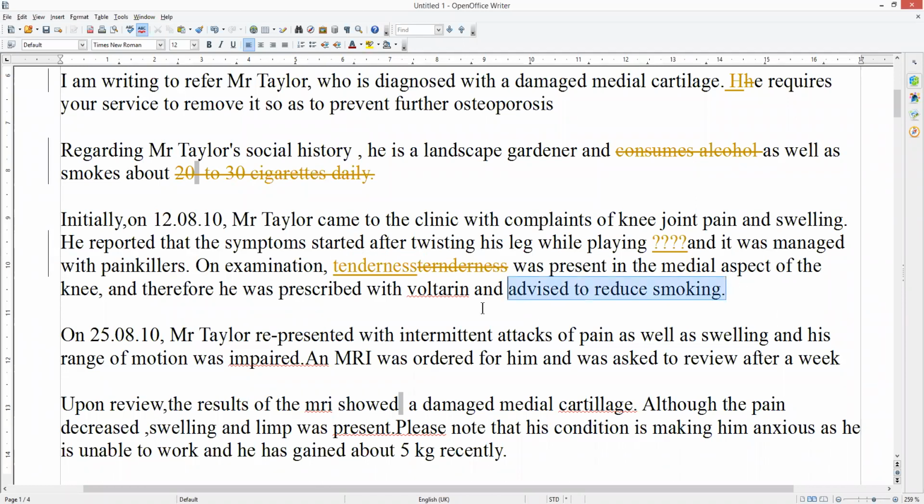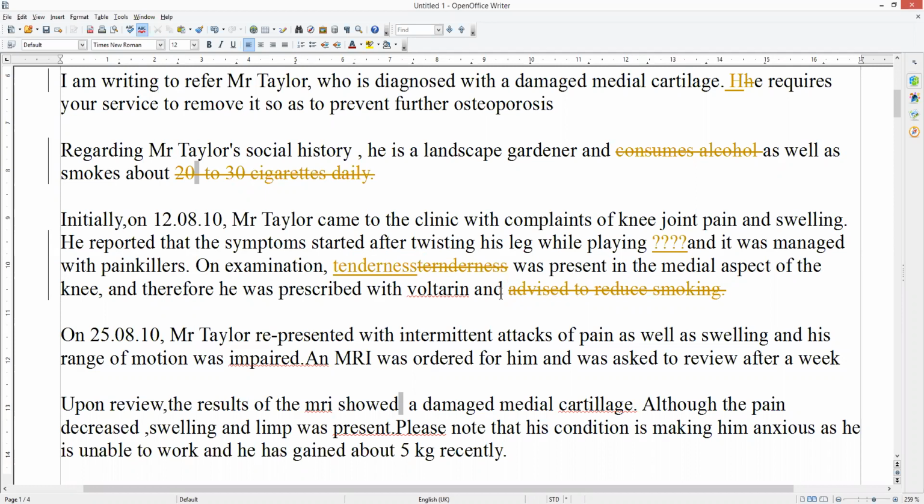Now, okay. So I come in. Oh, doc, I've got a pain in my knee. Oh, and by the way, stop smoking. What does that have to do with the pain in his knee? Nothing. So be a bit careful there what you include.